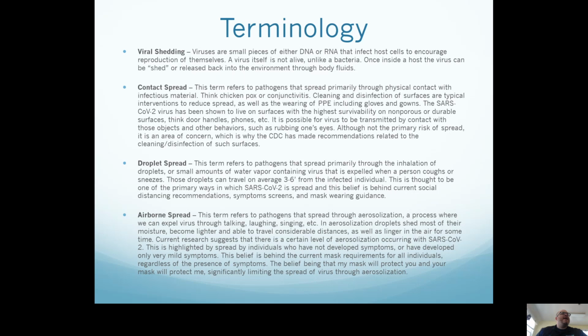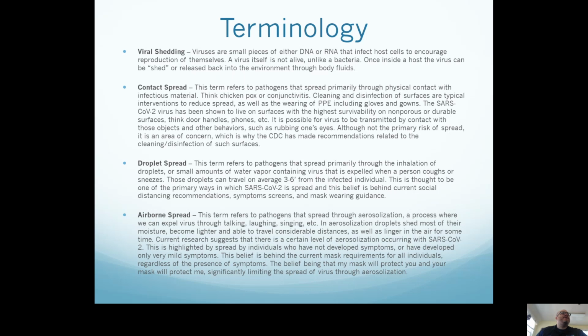If you were to work in a healthcare facility, you would see contact precautions related to the use of gloves and gowns to try to prevent that spread through contact. It is possible for the SARS-CoV-2 virus to live on surfaces, particularly non-porous, high-touch surfaces, which is why there's significant amounts of guidance related to the cleaning and disinfection of those surfaces.